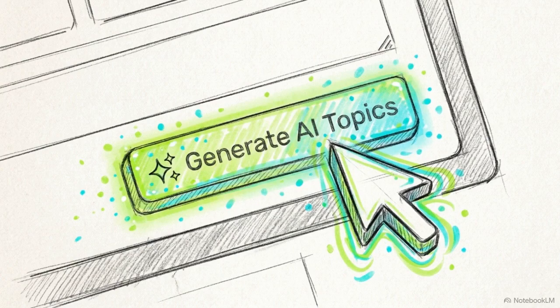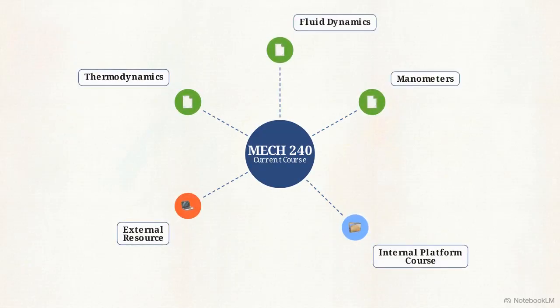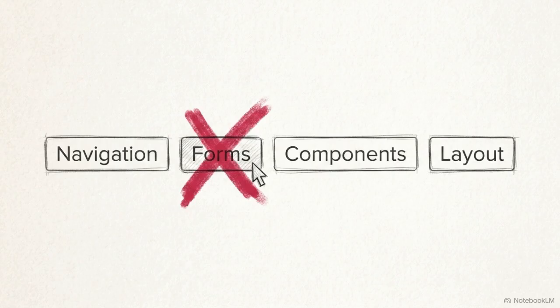Inside this menu, select Generate AI Topics to connect your material to the broader platform ecosystem. The system will propose related subjects and point to other courses. You maintain total curation here. Keep the suggestions that fit and delete the ones that don't.